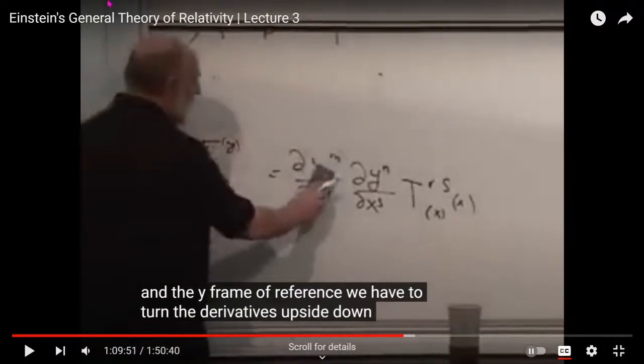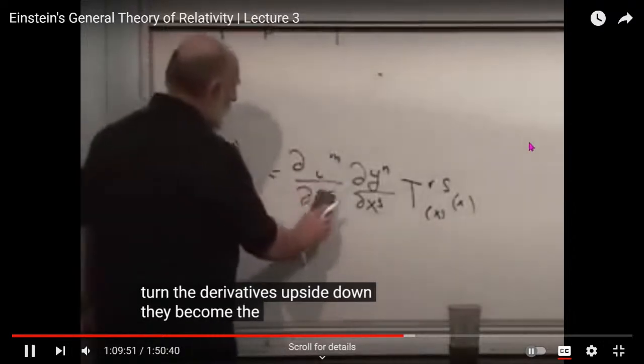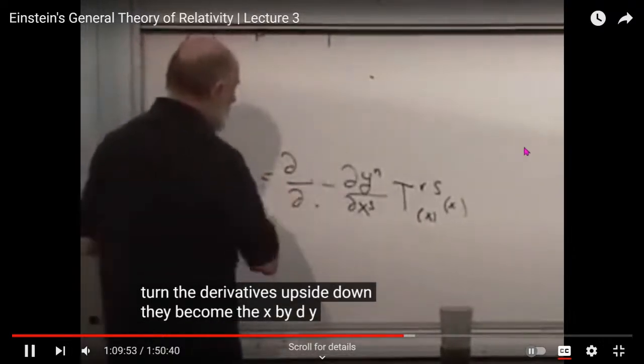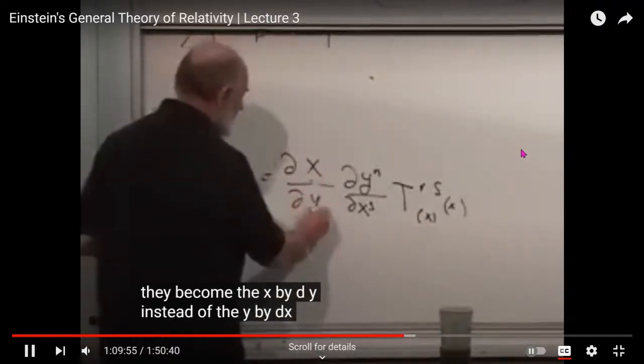Okay, let's see, how long have we been here? An hour and a half. I think we're going to take a break, even though we didn't finish. Usually I go through these lectures really fast because everything is so straightforward. But this lecture is impossible. They become dx by dy instead of dy by dx.